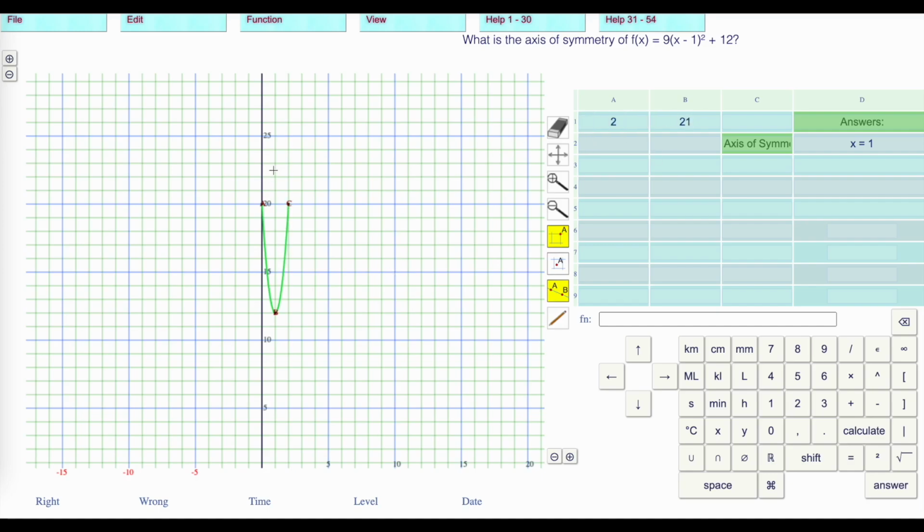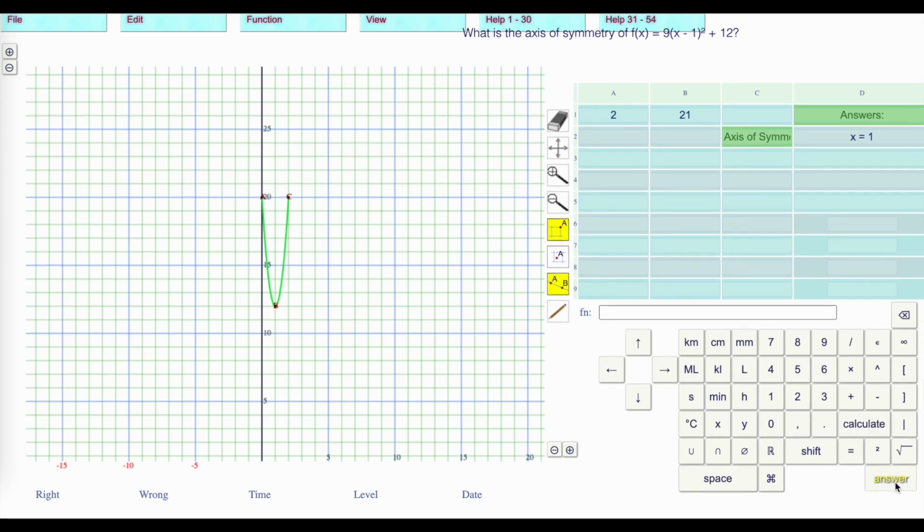The axis of symmetry hasn't changed. It's still right here. It's still this vertical line. X is equal to 1. And then we press answer to see if we're right.